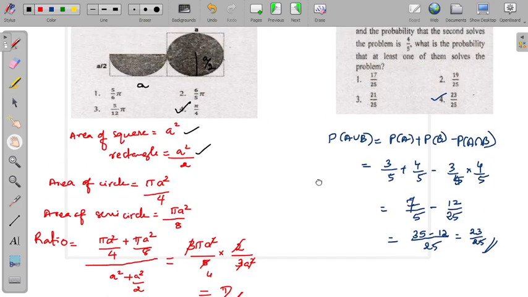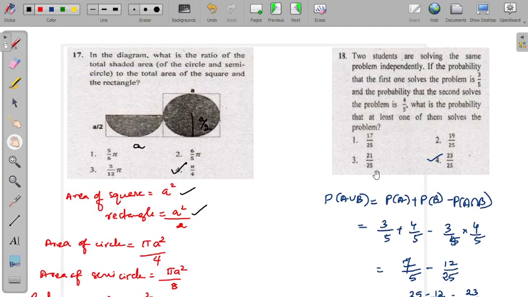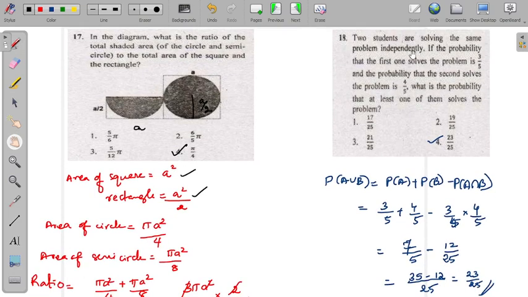Next question is the 18th question. Two students are solving the same problem independently. Means these are two independent events. If the probability that the first one solves the problem is 3 by 5, P of A solves is 3 by 5, P of B solves is 4 by 5, that the second solves the problem is 4 by 5. What is the probability that at least one of them solves the problem?